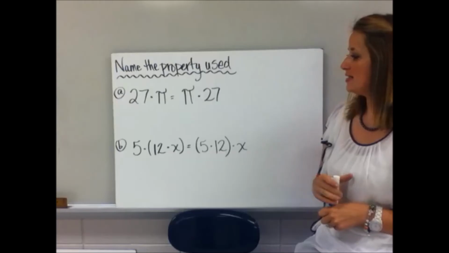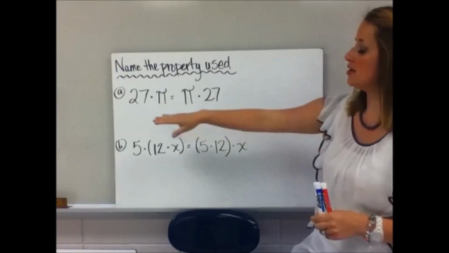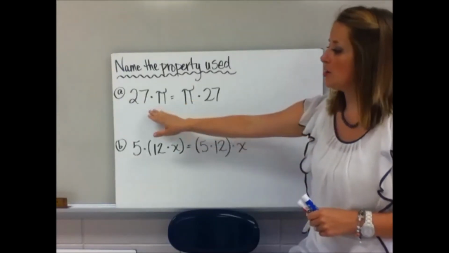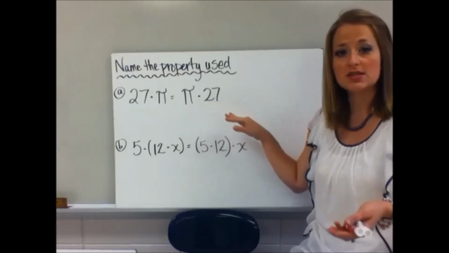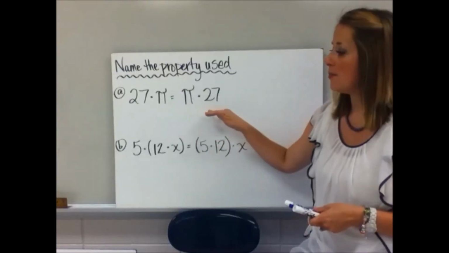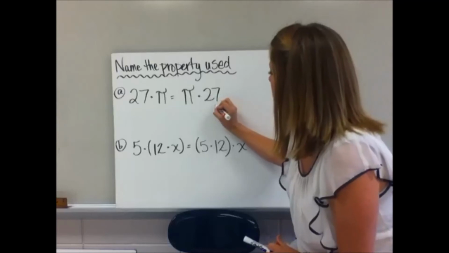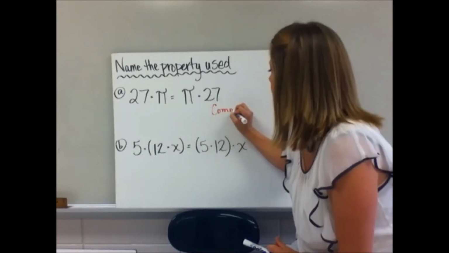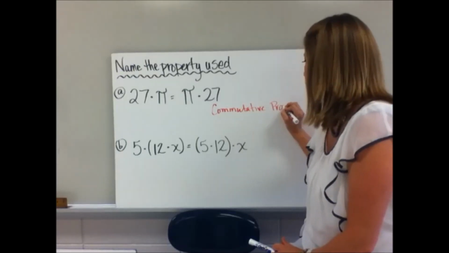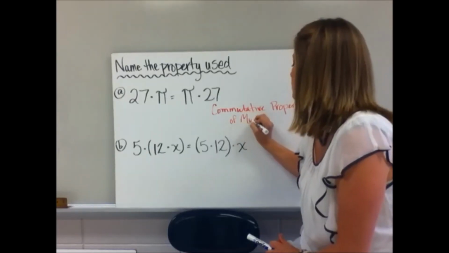First, let's look at these equivalent equations and see what property is being used. On the first one, 27 times pi is equal to pi times 27. You'll notice that the order has been swapped, which tells us it's the commutative property, because that says that the order doesn't matter. Either way I multiply this, I'm going to end up with 27 pi. So we will name this the commutative property. And there are two commutative properties. There's one of addition and one of multiplication. And clearly this is multiplication.